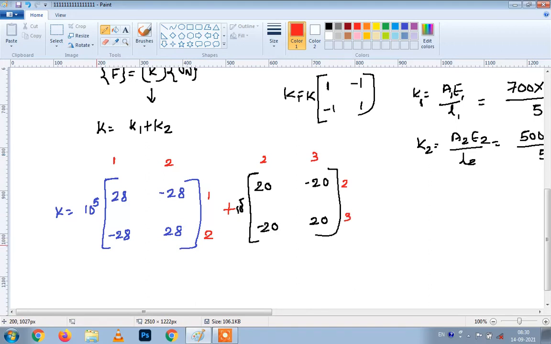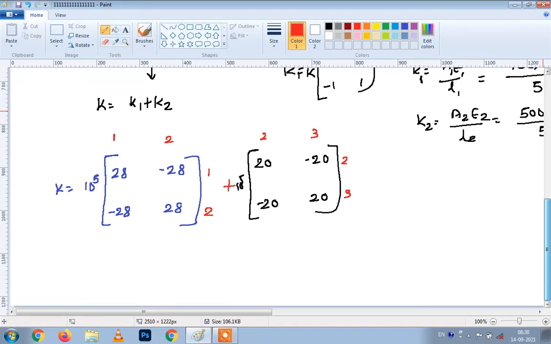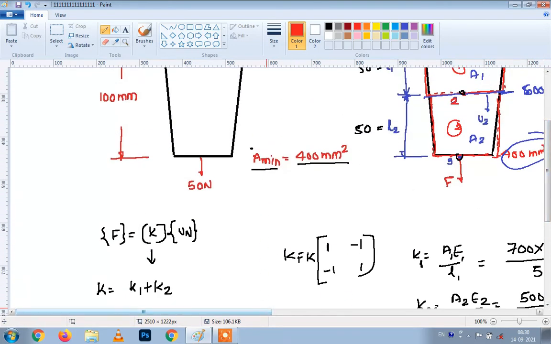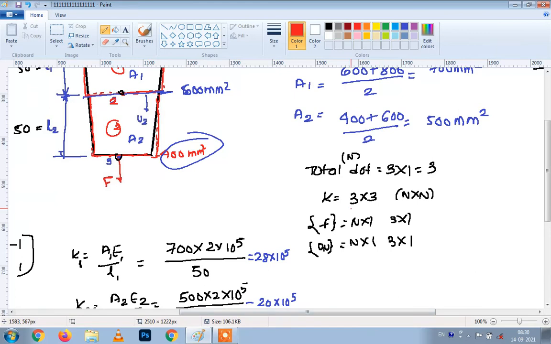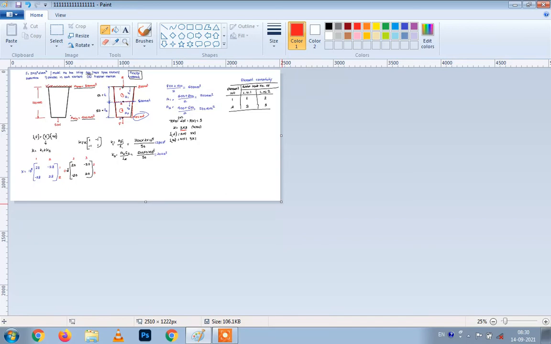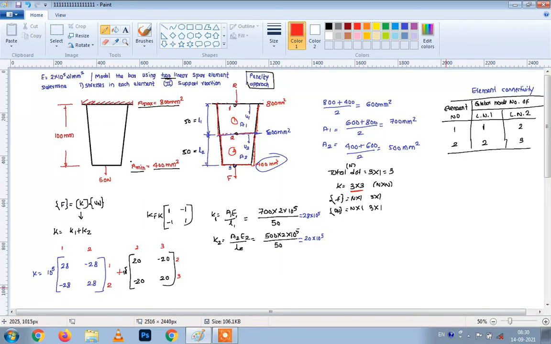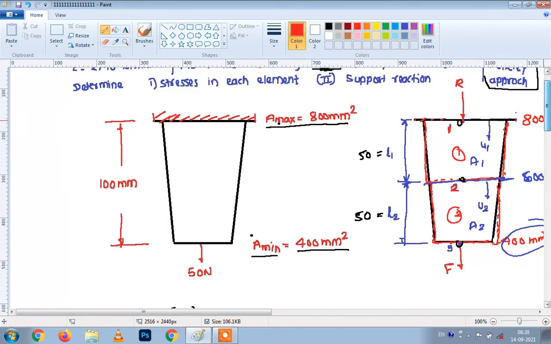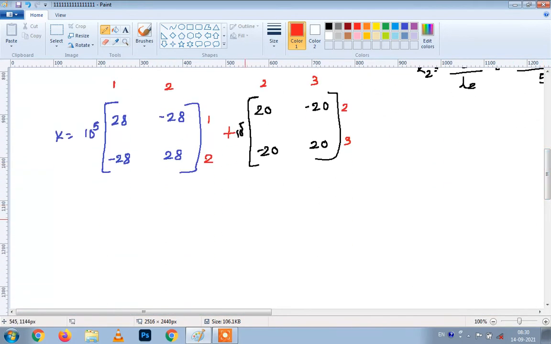So now we will do the addition of these two. As we have found, the dimension of the global stiffness matrix will be 3 by 3. The addition of these two matrices will be 3 by 3, and its output will be 3 by 3. So I will draw the 3 by 3 matrix, 1 2 3, 1 2 3.